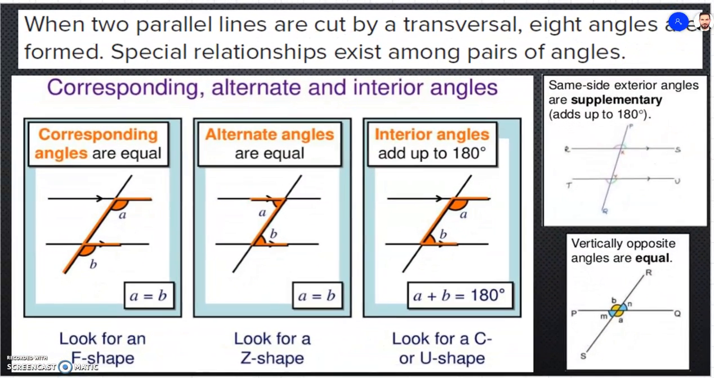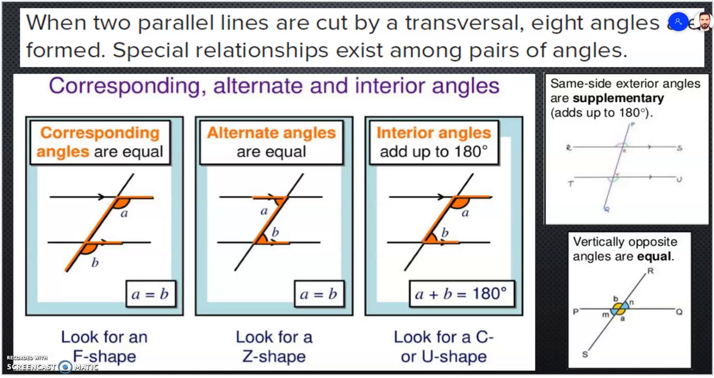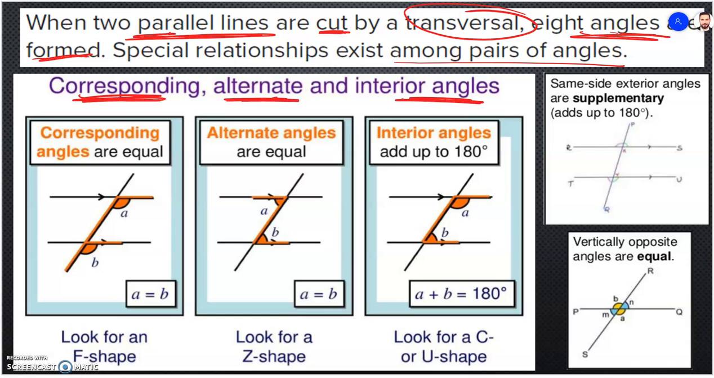Before getting to the questions, I have an introduction. I have to explain it to all of you. First of all, when two parallel lines are cut by a transversal, 8 angles are formed, as we know. Special relationships exist among pairs of angles. You will see corresponding angles, alternate angles, interior angles. Let me explain again.